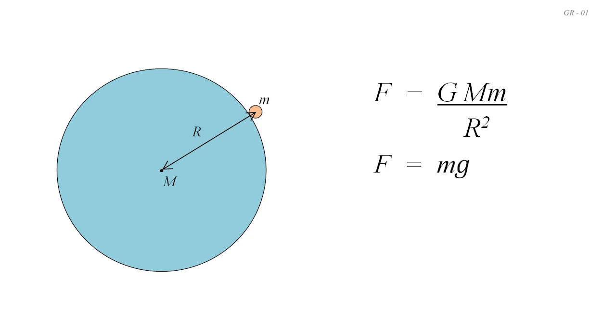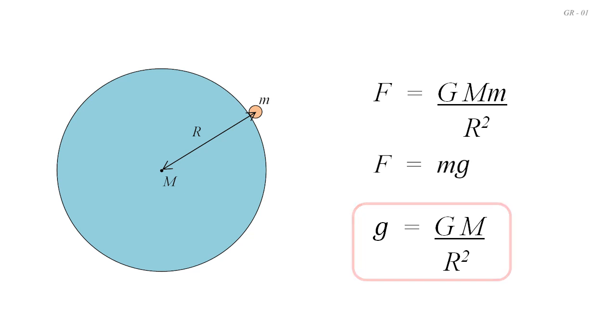The value of g, as you probably know, is close to 10 meters per second squared, or 10 newtons per kilogram. So, comparing these two equations, it's clear that the size of this g on the surface of the Earth is given in Newtonian gravitation by this expression, where big M is the mass of the Earth, big R is the radius of the Earth, and big G is the universal gravitational constant.